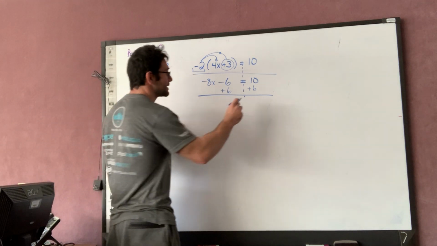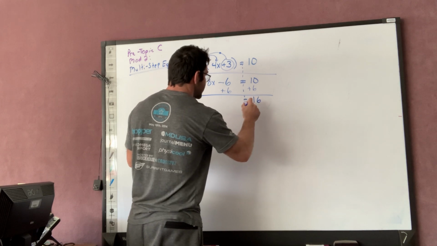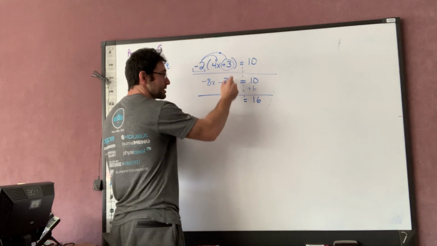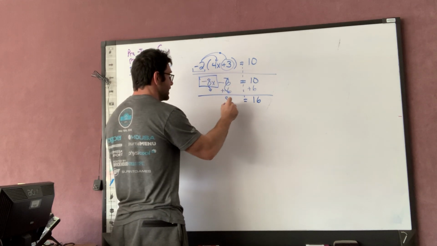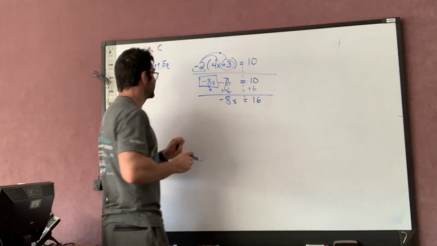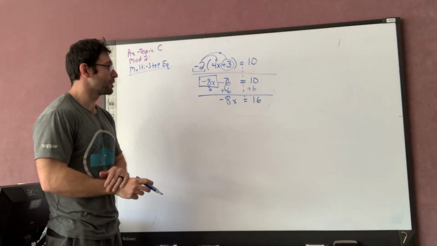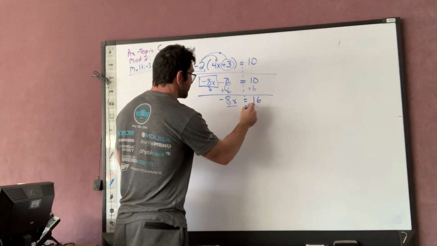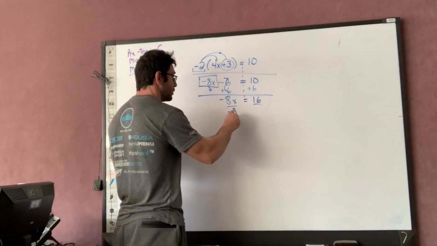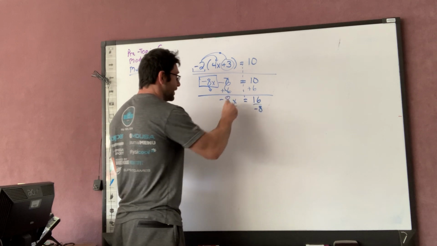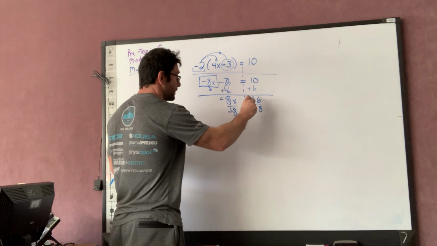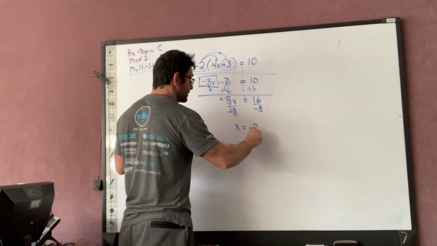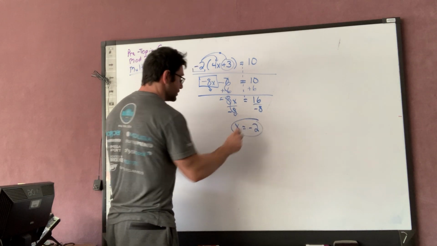So now I'm going to add 6 to both sides. That leaves me with 16. -6 plus 6 is 0. I don't have to write that. But I need to drop down not just 8x, but a -8x. From here, the last step is either multiply or divide. We are going to divide by -8. Because a negative divided by a negative is positive. 16 divided by -8 is -2.